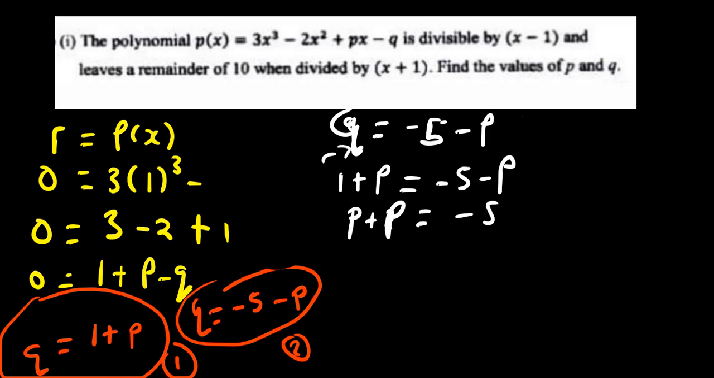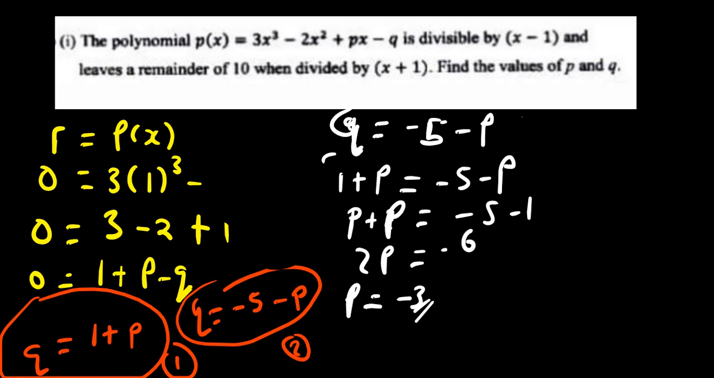Taking the negative 5 to the other side it becomes positive, and when the 1 goes over, it will be negative 1. So we have 2p equals negative 5 minus 1, that is negative 6. So our p, when you divide by 2, will be negative 3.